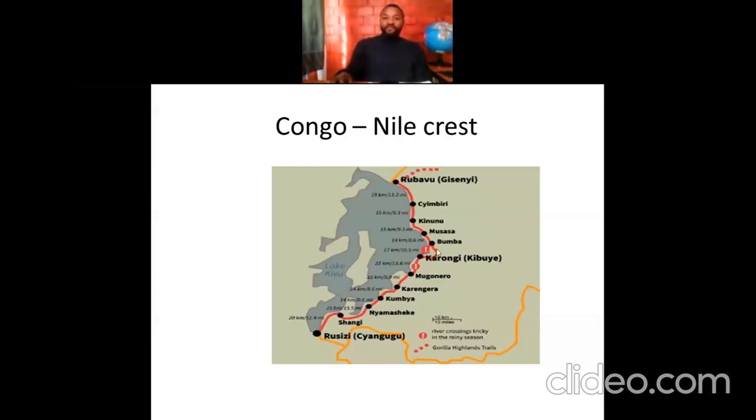So rivers that are on the east part of this Congo-Nile Crest constitute the source of Nile, so they form the Nile drainage basin, and the rivers that are in the west part of this Congo-Nile Crest, they flow towards Lake Kivu, and they constitute the Congo drainage basin. So River Sebeya is located in the western part of the Congo-Nile Crest, so it flows into Lake Kivu.